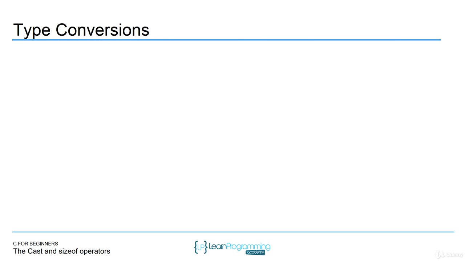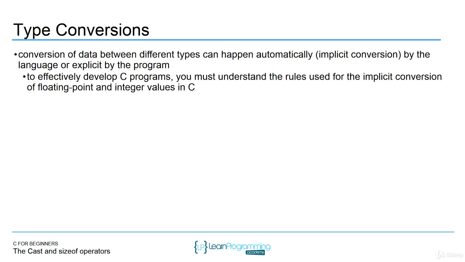In order to first talk about the cast operator, I have to tell you a little bit about type conversions, how data is being converted. We learned all about data types and different data types out there. But if you're actually trying to assign data to different types, there are some implicit conversions that go on in the C programming language. So conversion of data between different types can happen automatically, and this is referred to as implicit conversion by the language, or explicitly by the programmer. The programmer itself, the developer, can use a cast operator essentially to do a conversion.